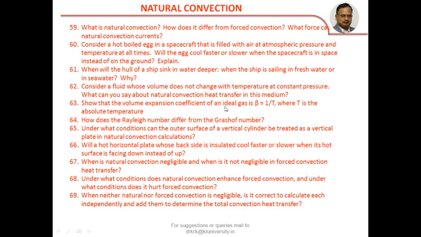Show that the volume expansion coefficient of an ideal gas is so and so. How does the Rayleigh number differ from the Grashof number? Under what conditions can the outer surface of a vertical cylinder be treated as a vertical plate in natural convection calculations? That relationship is given. Look at it. Will a hot horizontal plate whose backside is insulated cool faster or slower when its hot surface is facing down instead of up?